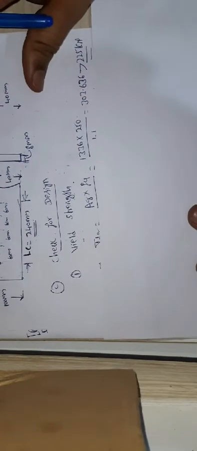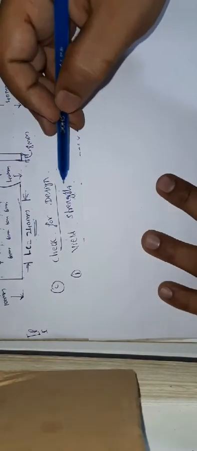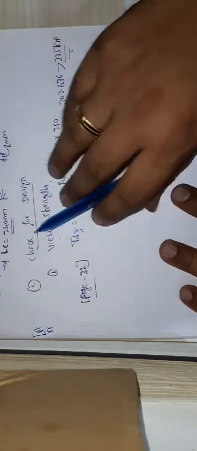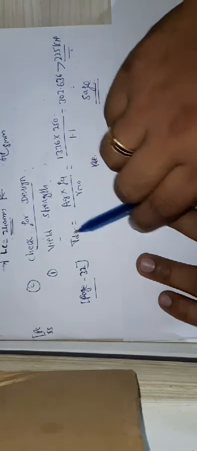Let us consider them one by one. Now let us consider the strength against yielding, or yield strength. It is given on page number 32 of IS 800. There TDG equals, it will give the yield strength.